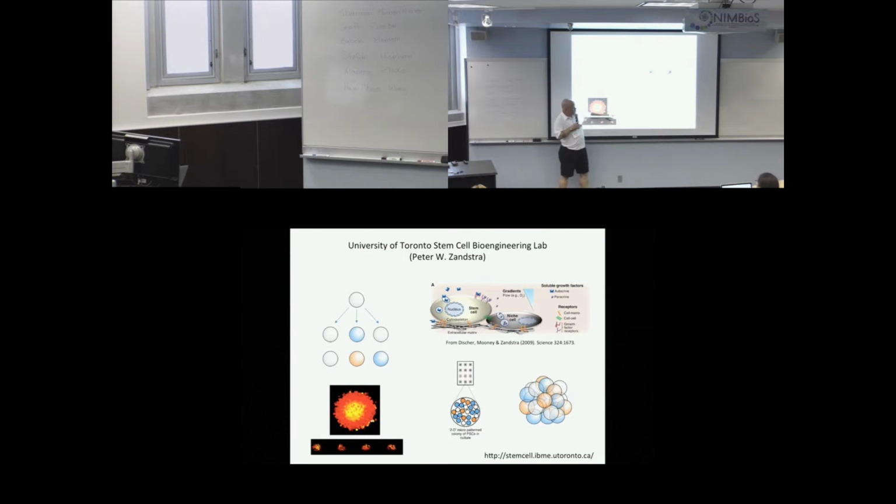So on the data aspect, we also develop new technologies for patterning cells in specific spatial orientations. And we can do this in a high throughput manner using high content screening.